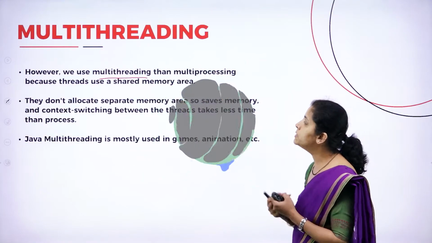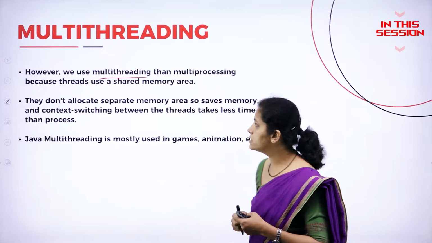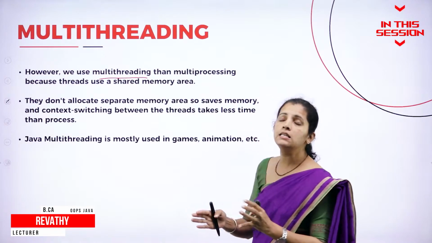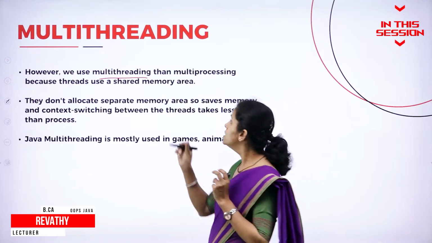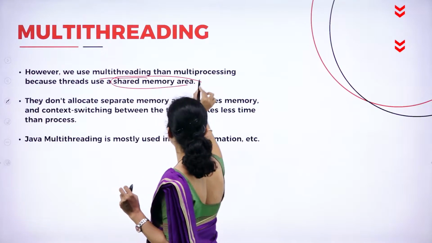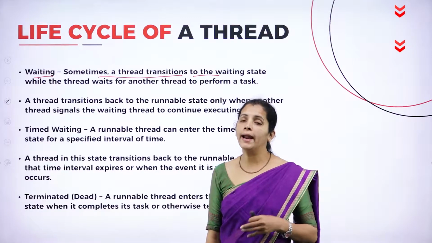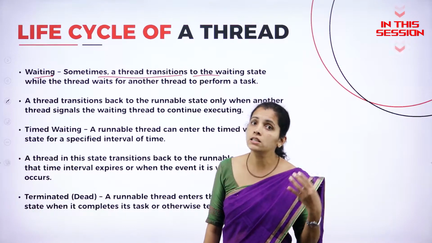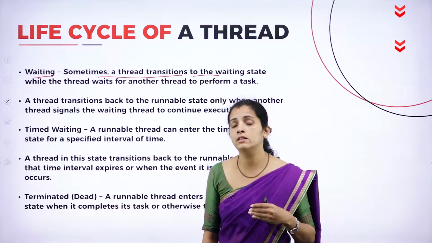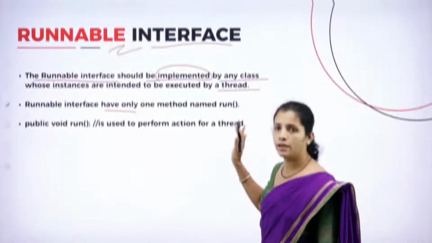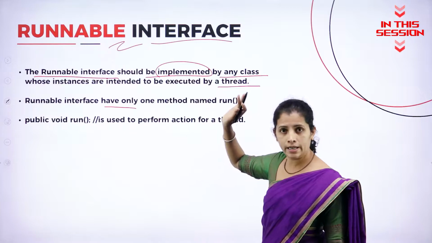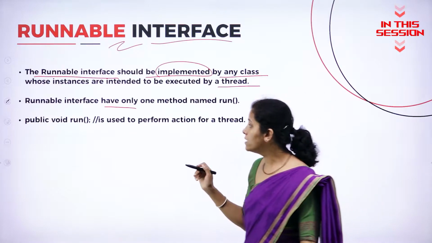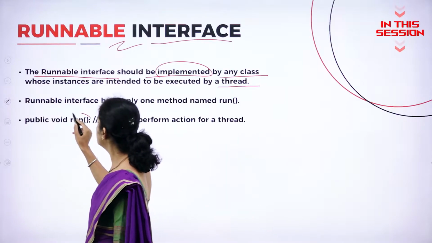What is the difference between multi-threading and multi-processing? If I use thread, it is always going to use shared memory area. Thread is going to enter into the wait state only for other thread to complete their task. If I consider runnable interface, it is going to include only one method, and the method name here is run.